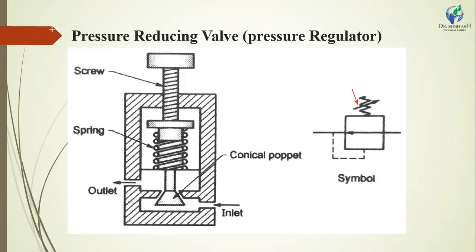Here, with this arrow, this portion is the inlet and this portion is the outlet. Here this dotted line is mentioned as a bypass line. If the pressure reducing valve is not in working condition, through this portion the excess hydraulic oil can pass through the bypass line.